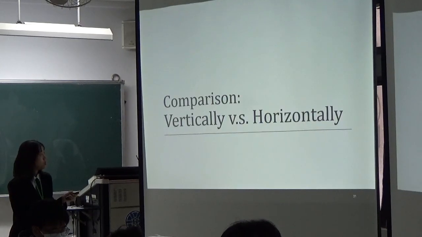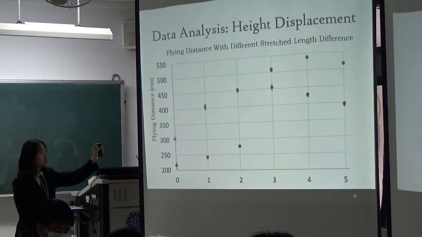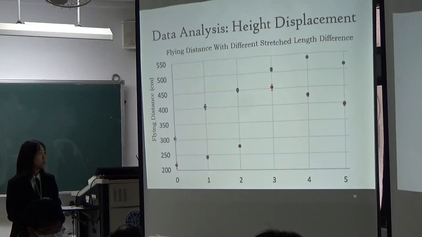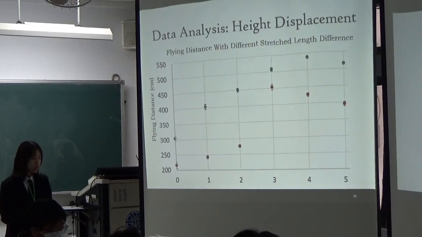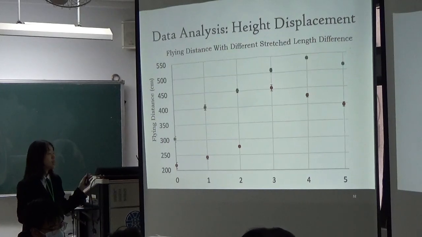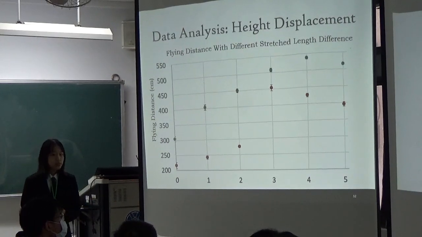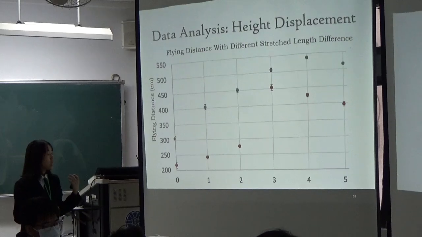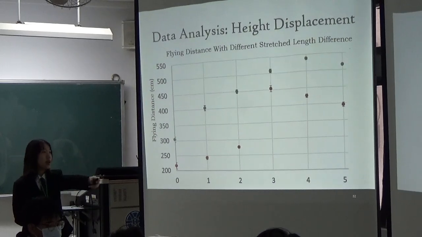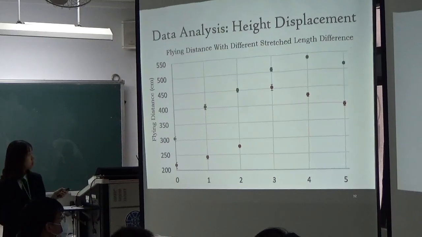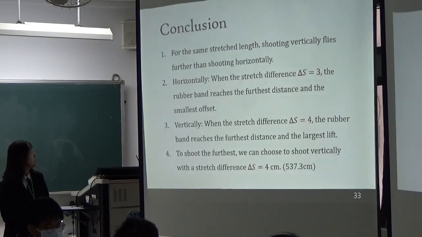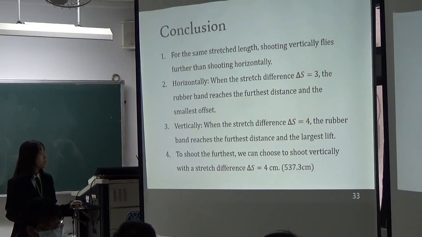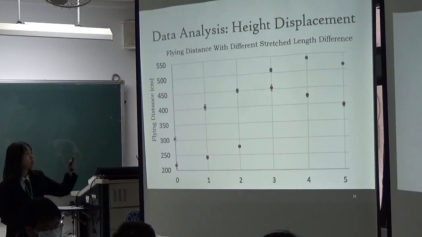Comparing these two, the green dots are the ones shot vertically, and the red dots are the ones shot horizontally. We can see that all of the ones shot vertically went further than the ones shot horizontally. We assume that it is because the lift force that I mentioned before helped the rubber band fly to a further distance. So in conclusion, for the first part, for the same stretch length, shooting vertically flies further than shooting horizontally, as this graph shows.